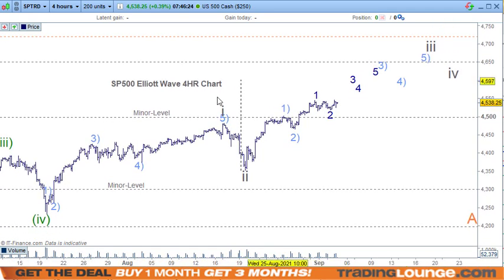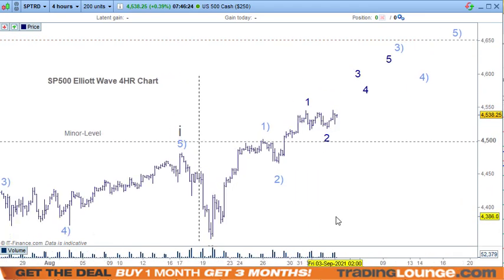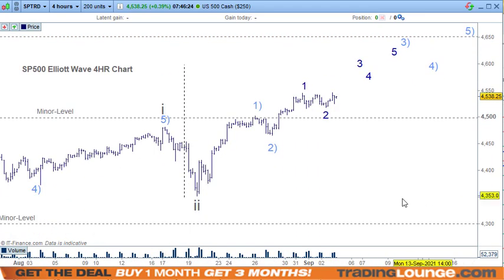Our main thing is really just counting 1, 2, 3, 4, 5 for 1 here and 2 here. And this is the length of wave 1 here. So we want wave 3 up here to be longer than wave 1. We've got a couple of different ways we can count this, but 1, 2, 3, 4, 5 for 1 and 2, and then back for 1, ABC for 2 that we were looking for yesterday. And then we just want to see this push up here a little bit further.